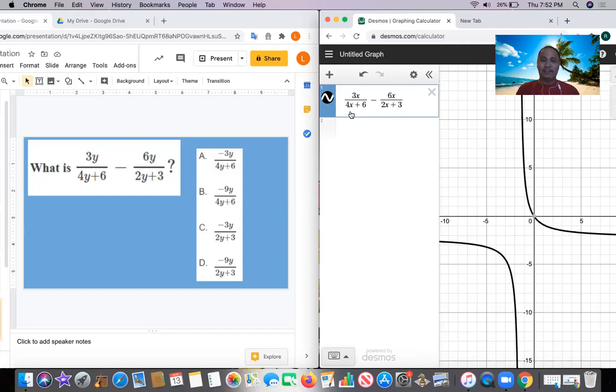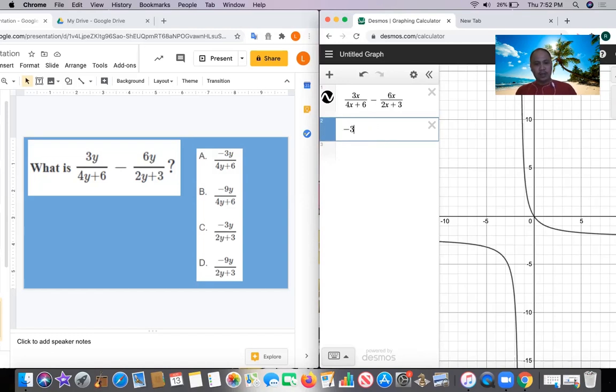So here, this is the question. That is already the answer. Now all we have to do is look for the equivalent of our answer, because this is already our answer. Now we will try just a random letter. We'll try to choose letter A.